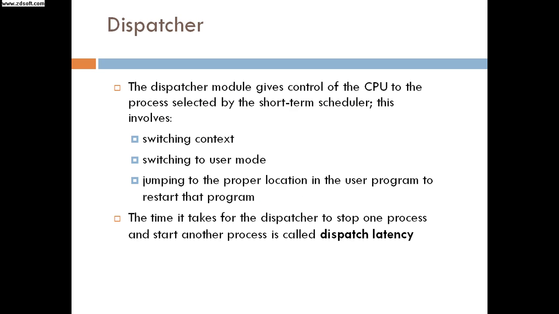Another important module is the dispatcher module, which gives control of the CPU to the process selected by the short-term scheduler. This involves the functionalities of context switch, switching to user mode, and jumping to the proper location to restart the program. The time the dispatcher takes to stop one process and start another is said to be the dispatch latency.